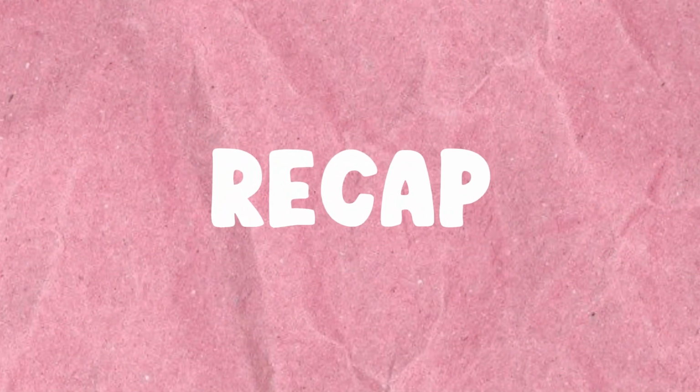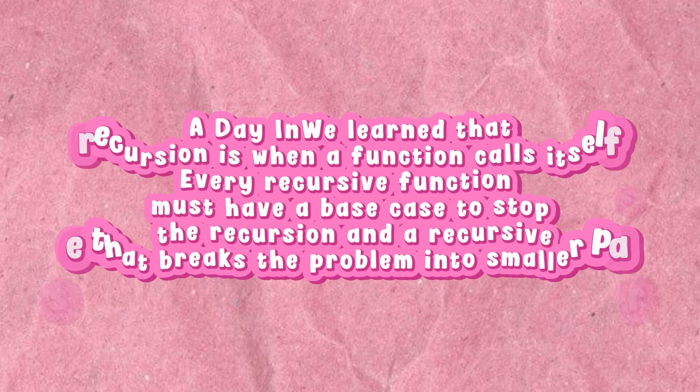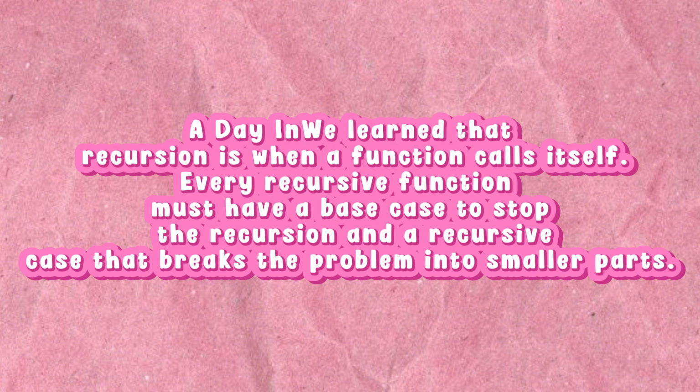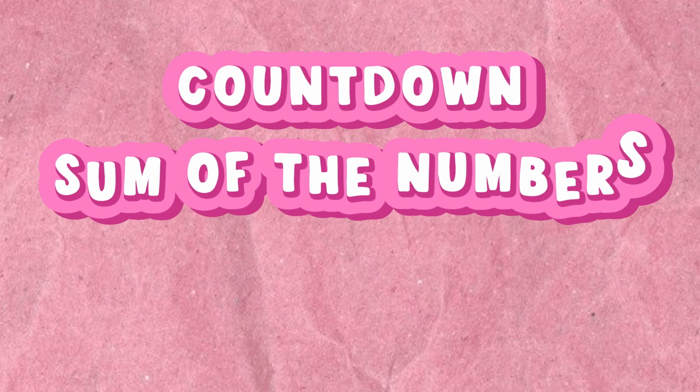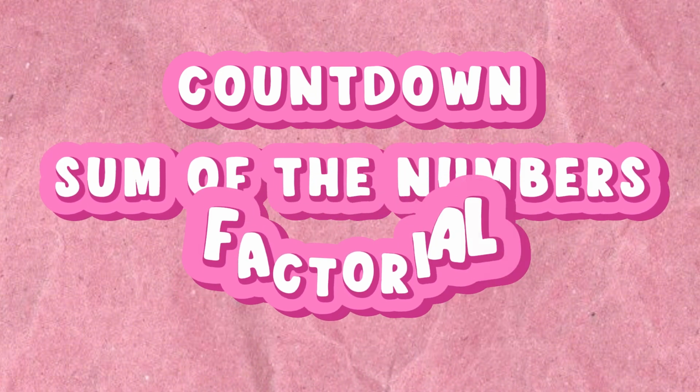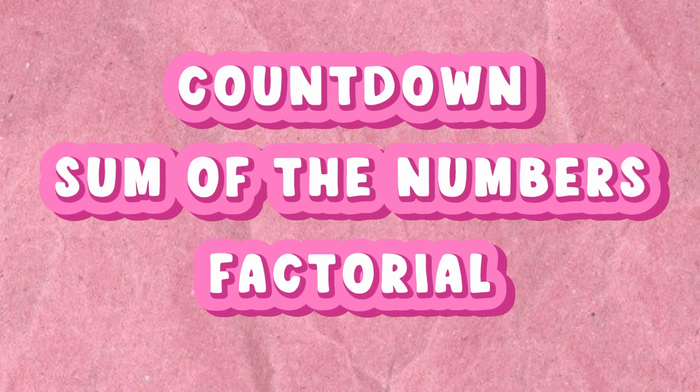To recap, we covered the key ideas of recursion in C. We learned that recursion is when a function calls itself. Every recursive function must have a base case to stop the recursion and a recursive case that breaks the problem into smaller parts. We applied these concepts in 3 examples, which are the countdown, sum of numbers, and factorial. We also discussed common mistakes and how to avoid them.